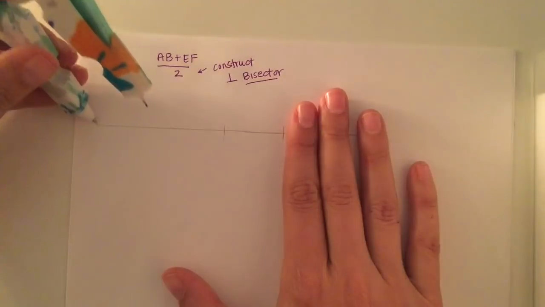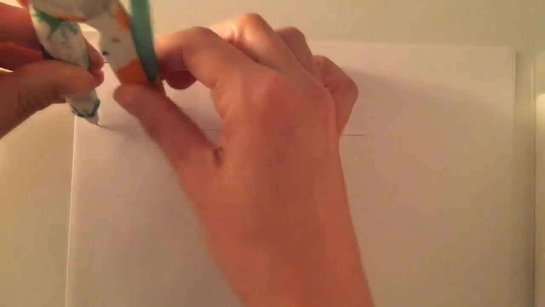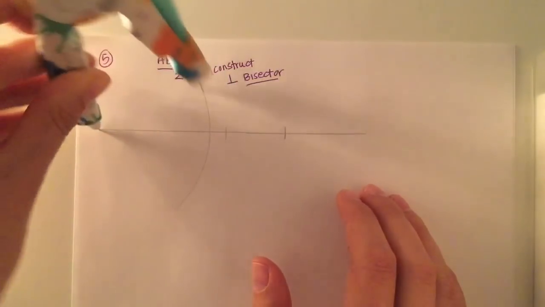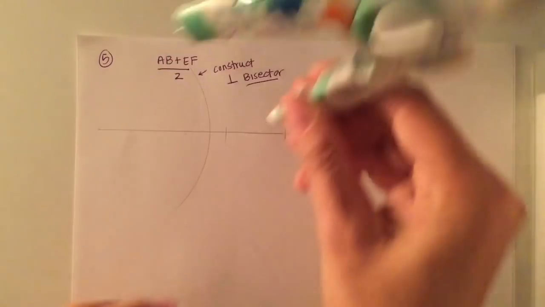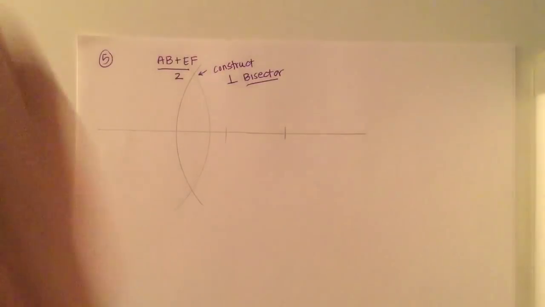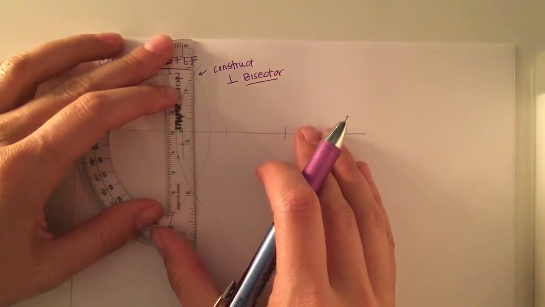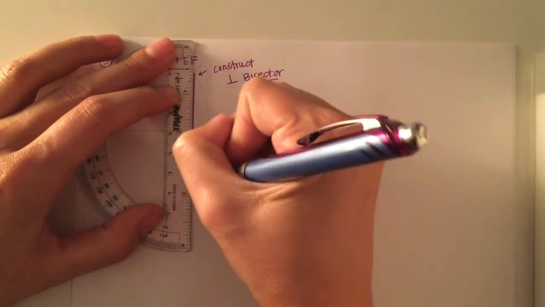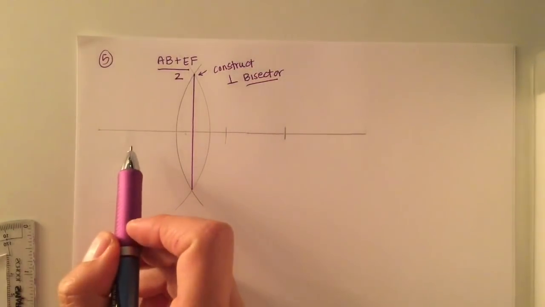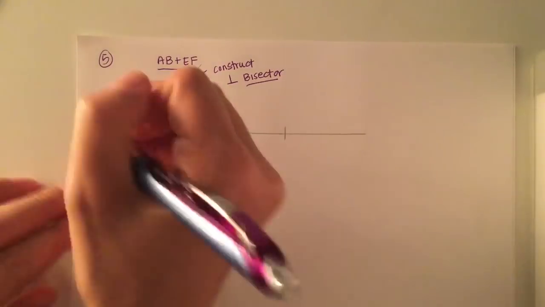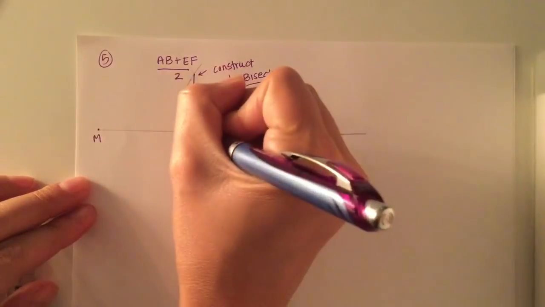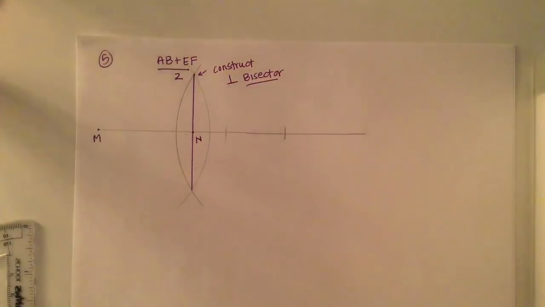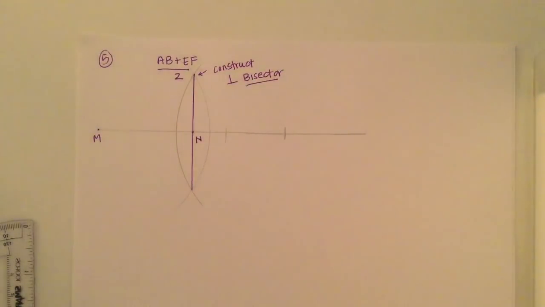So now I'm going to construct the perpendicular bisector of this segment by opening it more than halfway, drawing an arc, keeping the same compass setting, turning it around, drawing an arc, lining up the points of intersection, and constructing the perpendicular bisector. So we want MN, so here is point M, here is point N, where MN is the average of AB plus EF.